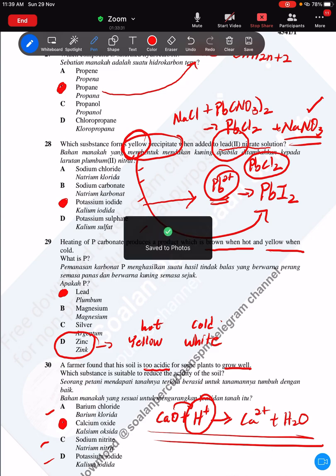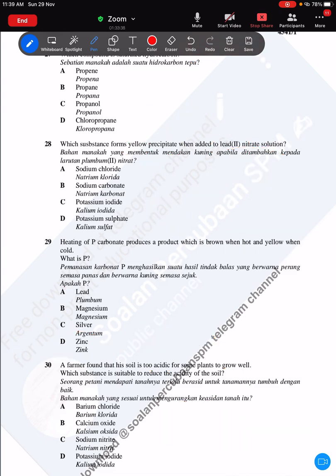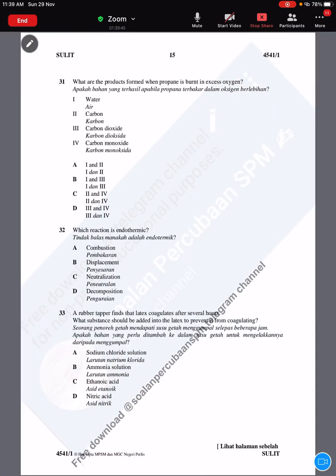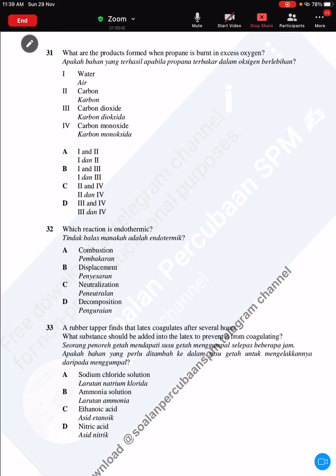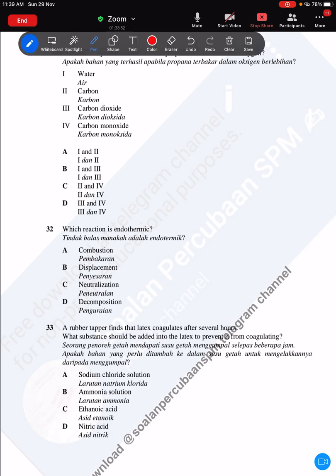Done. Okay, next one. What are the products formed when propane is burned in excess oxygen? Ya Allah, this is the simplest one. What do you get? Very good. So the answer will be B, 1 and 3.